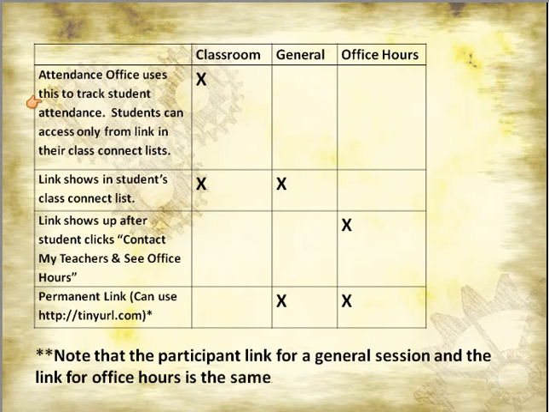However, with general sessions and office hours sessions, the attendance office doesn't use them to track attendance, and so we have some options open up to us. The link for that does not show up in the student's Class Connect list. The students have to access that differently, and I'm going to show you how in a moment. Good news is for general sessions and office hours, you can get a permanent link, and that permanent link is the same for both of those types of sessions.